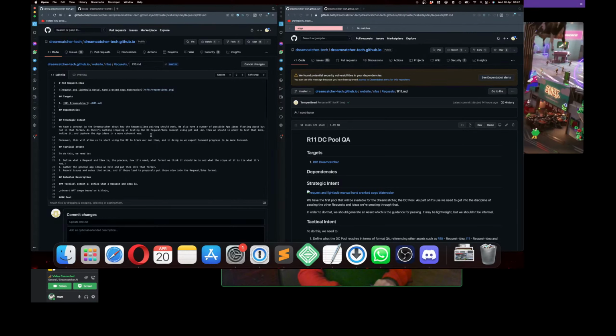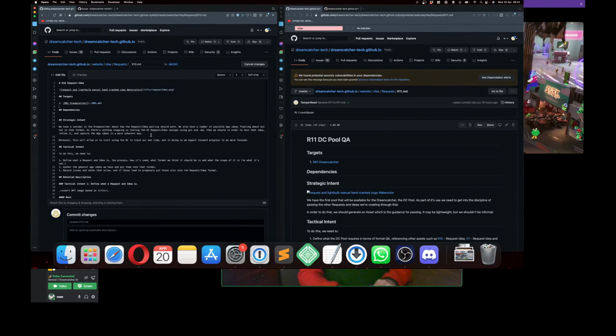I think tactical intent 1 goes on too long. It's like define what a request idea is, and the dictionary terms required for these concepts. Then I think it's a second tactical intent to describe the process of how all those pieces fit together. Right, so what I've got is define what the request and idea is, the process, how it's used, what the format we think it should be in, and what the scope of it.